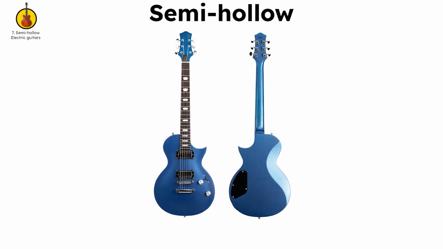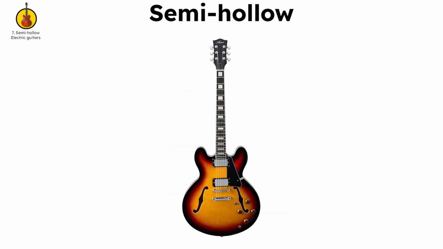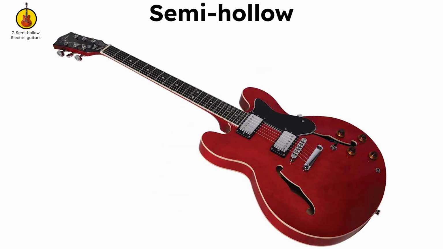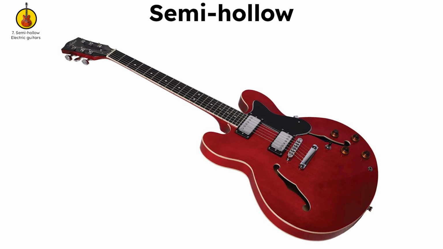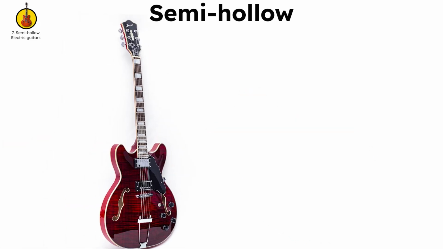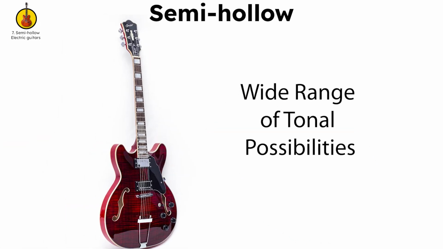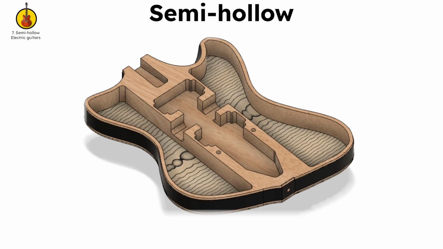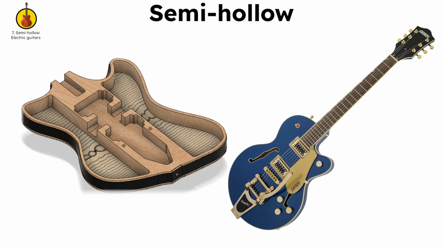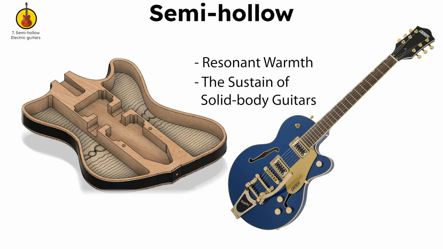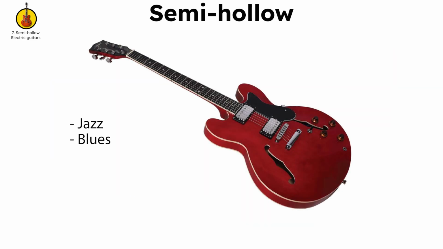Unlike solid-body guitars, semi-hollows have a central solid block running through the body. The wings or sides remain hollow, contributing to their unique sound. Semi-hollows offer a wide range of tonal possibilities. The combination of hollow chambers and the center block results in a balance between resonant warmth and the sustain of solid body guitars. They're favored by jazz, blues, and rock players.